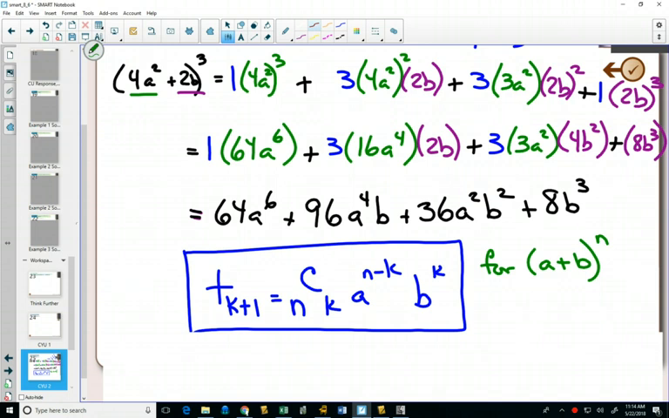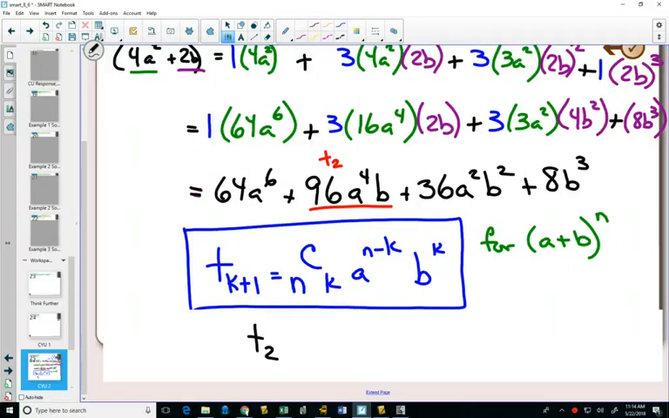So let's say we want to find this 96a to the 4b. In the complete expansion, does that make sense that this is going to be our second term? This is our first term, second term, third term, fourth term. And if we wanted to find term 2 with this formula, that immediately tells us what the value of k is. So the value of k changes depending on which term you're finding. But if this formula finds term k plus 1, if I'm finding term 2, does it make sense that k is equal to 1? Because 1 plus 1 would give me term 2.